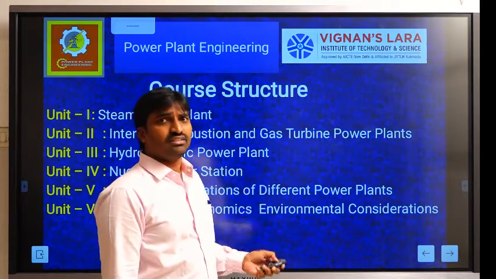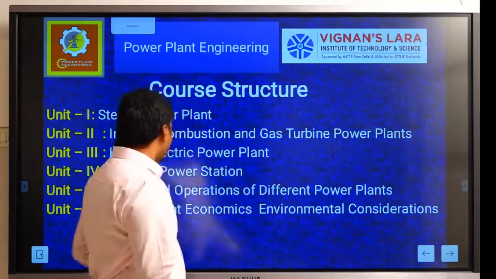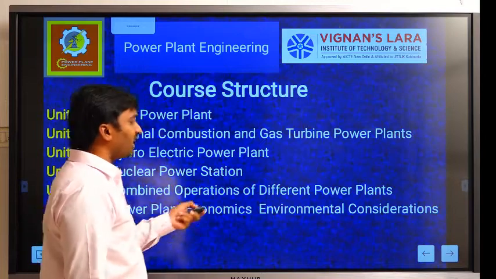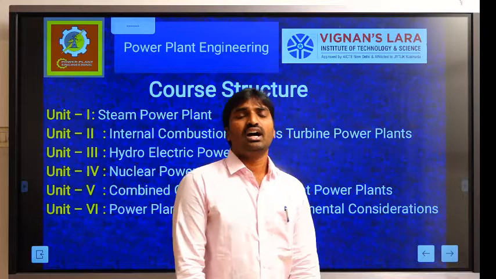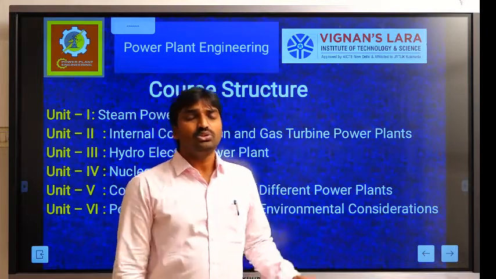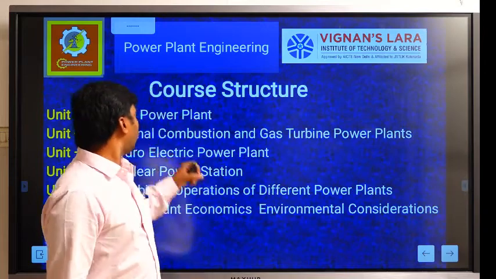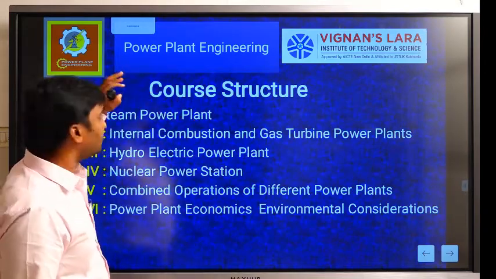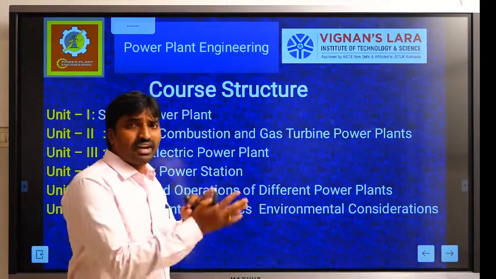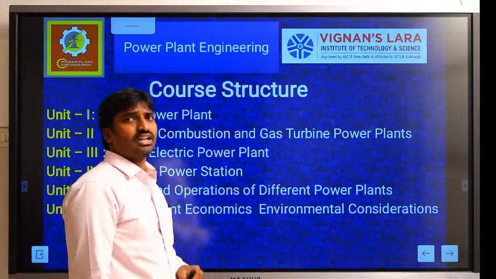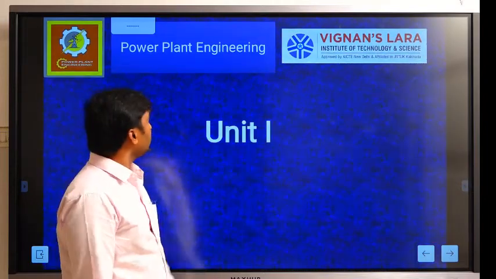And the last, very important thing is that we need to calculate the economics. In unit 6 we calculate the power plant economics, and we also consider the environmental aspects of power generation techniques. So this is the course structure. Totally we have 6 units: in the first 4 units we discuss various types of power plants, in the 5th unit the combined effect, and in the 6th unit we cover economics. Next, unit 1.